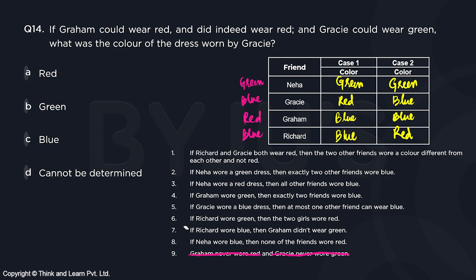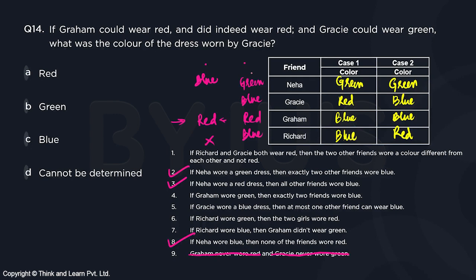The next condition we can have is we started with Graham wearing red and Neha wearing green dress. What if we take Neha wearing red dress? Neha cannot wear red dress, right? So let's take the case when Neha wears blue, because when Neha wears blue, second and third statement, these are taken care of, as in obviously she is not wearing green or red. So if Neha wears blue, then none of the friends wear red, but then Graham wears red. So that means this scenario is not possible.